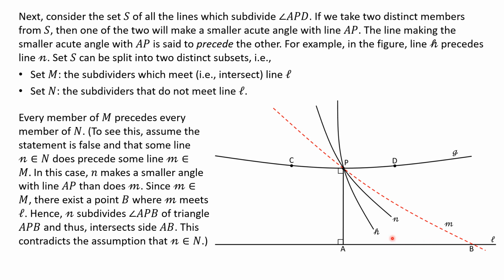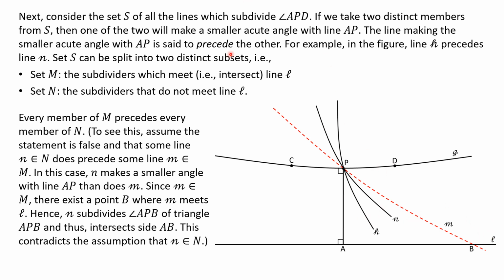So these are drawn improperly, I guess you would say. They should be on the other side of the line M, and M should precede them, since M is intersecting the line L. Okay, so what we're going to eventually show, and I mentioned this in the previous slide, is there's going to be a unique line here, M, such that everything that makes a smaller angle with AP is going to intersect the line L, and everything that makes a bigger angle with AP is going to be parallel to L. But we haven't gotten there yet, but that's where we're going.